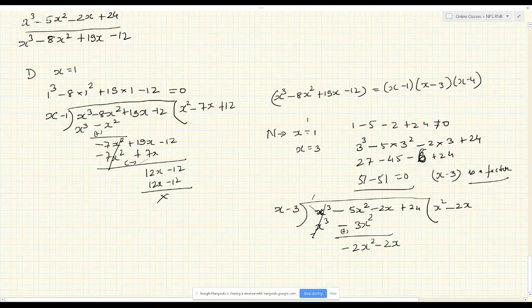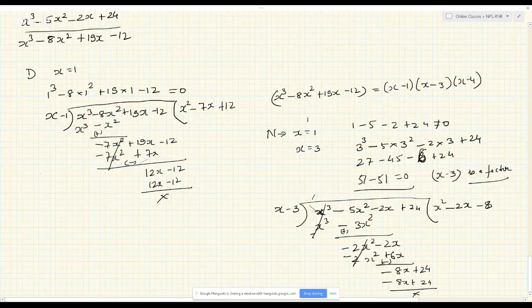Minus 2x here. So you'll get minus 2x square plus 6x. And this goes, becomes minus 8x plus 24. And this will be minus 3, I believe. No, sorry, minus 8. Minus 8. Am I right? Looks like, yeah, minus 8x plus 24.